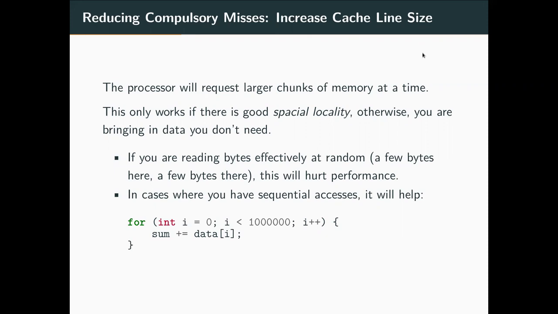However, if you have sequential accesses, so you have a sum going through an array from zero to a million and indexing into this data array, you're going to get really good spatial locality, and the increased cache line size is basically going to implicitly give you prefetching. Okay. Any questions?